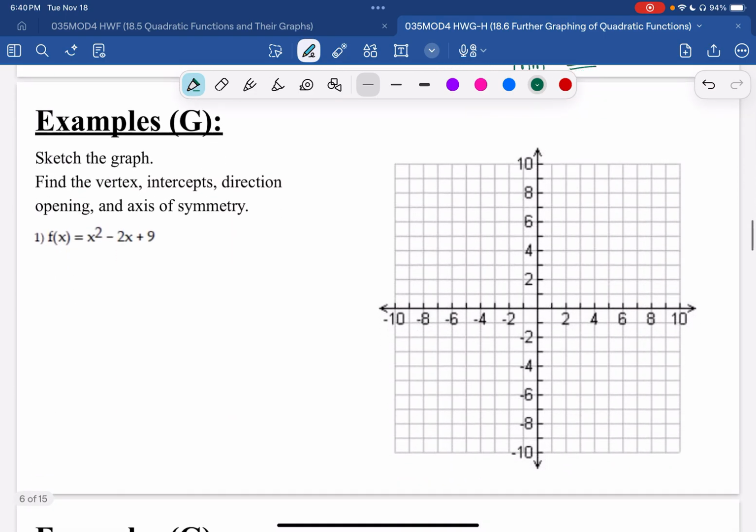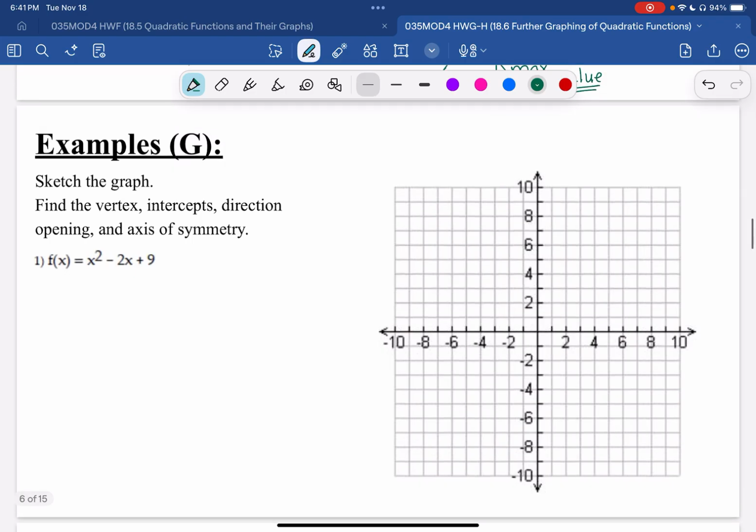So let's look at an example where we actually have to graph this one. We're going to start out by finding our vertex, and we're going to do that using that formula. So remember, the x value of our vertex is going to be found using negative b over 2a. So that's the first thing we want to do.